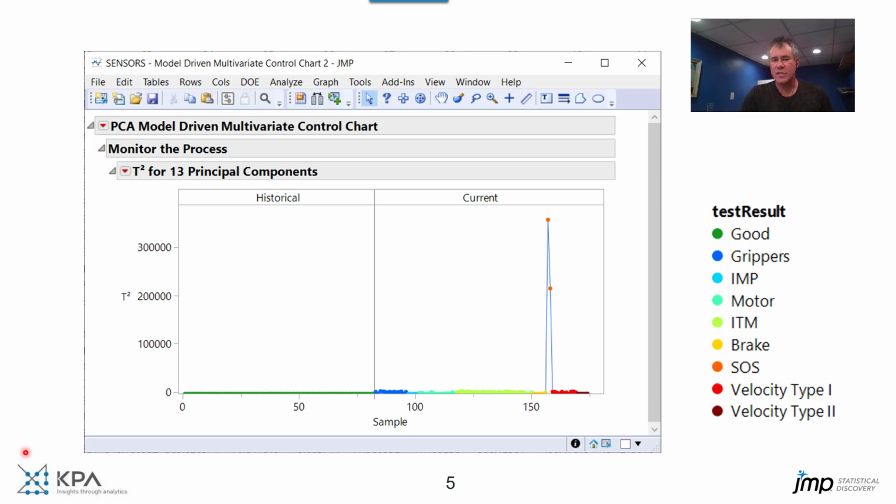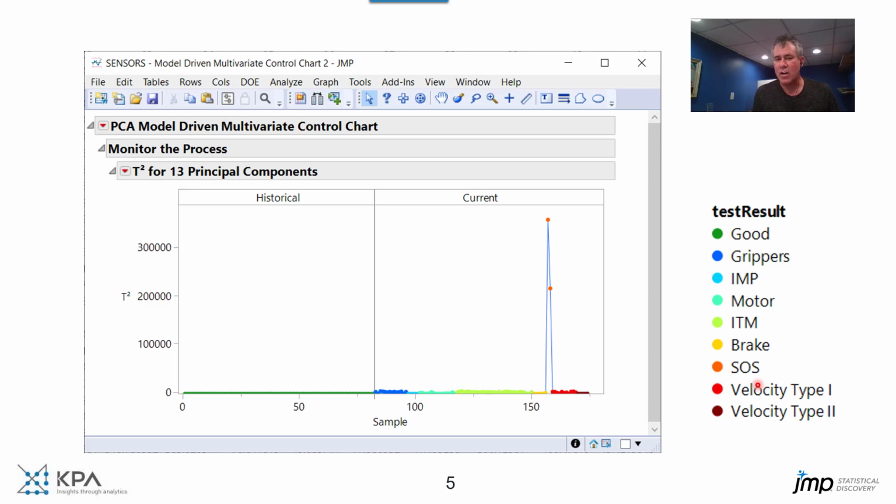It's chosen 13 principal components as its basis. What we see here is that the chart is dominated by these 2 points right here, and all of the other points are very, very small in value relative to those 2. Those 2 points happen to be the SOS points. They are very serious outliers in the sensor readings.